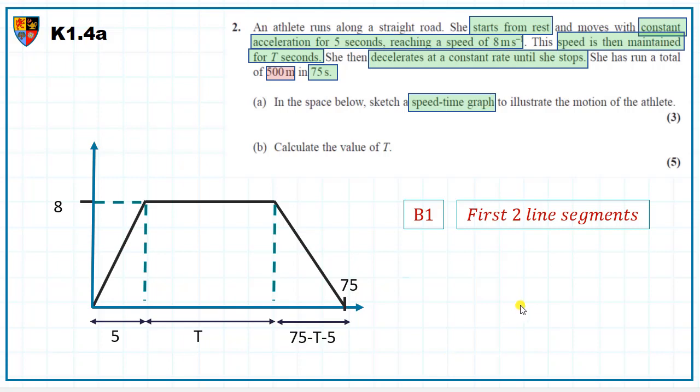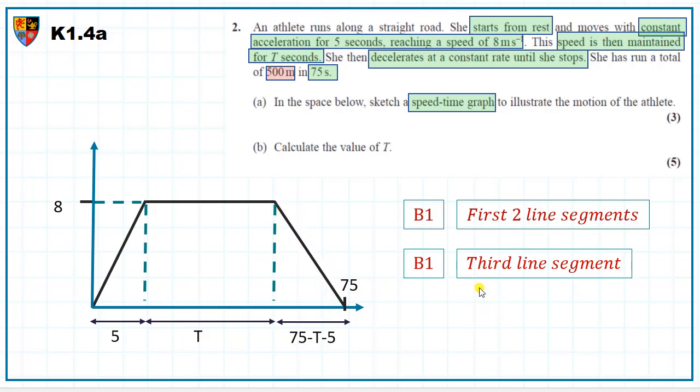How do the marks go for this? Actually, for the first two line segments, you're getting a mark for that. So 0 to 8 in 5 seconds, staying at 8 for t seconds. That's what you get a mark for. Then you get a mark for the third segment going from 8 down to 75. No, it's the line segment, so actually having a diagonal going downward is what's giving you the mark. And then finally, showcasing the 8 and the 75, that's where the third mark comes from.